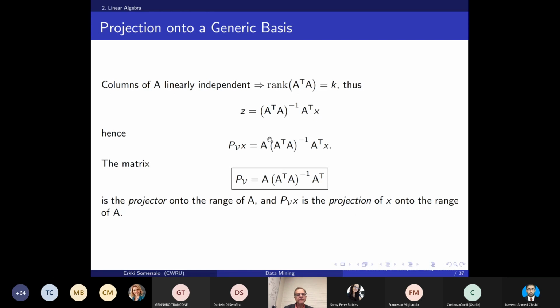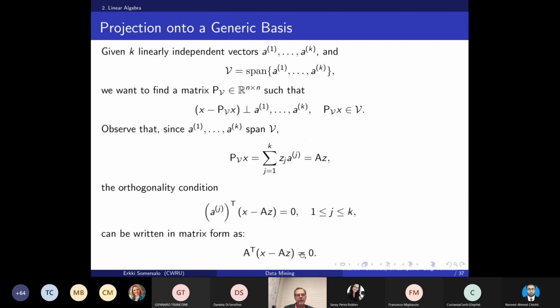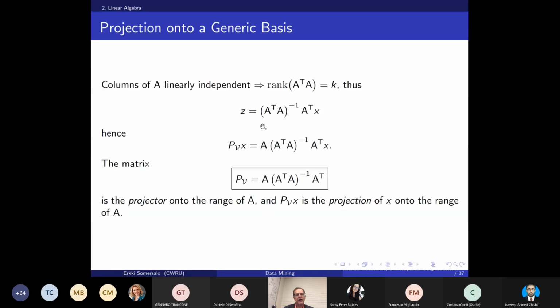So let's see. This is the equation that I need to solve. I know what x is, because x is an arbitrary vector. I want to find these z's. So what I get is that z has to be A transpose A inverse times A transpose x.